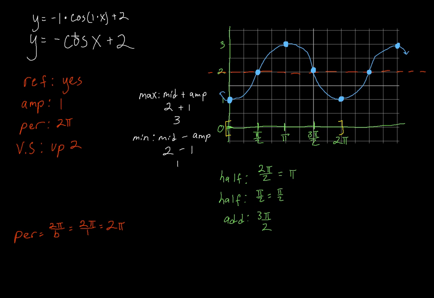Again, you can check it by saying, is this a graph of cosine? Yes, we start at either a crest or a trough, so it is cosine. Is it reflected? Yes, we started at a trough instead of a crest. Is the amplitude 1? Well, from here to here is 1 unit. From here to here is 1 unit. The period from here to here is 2 pi, so awesome. And last but not least, vertical shift, we did in fact go up 2 units.